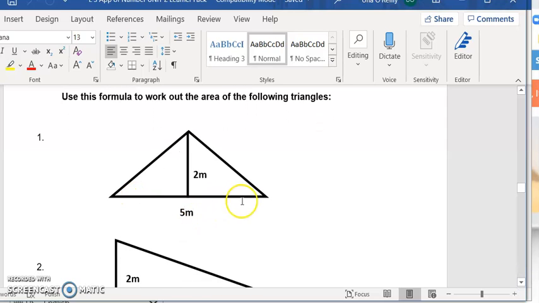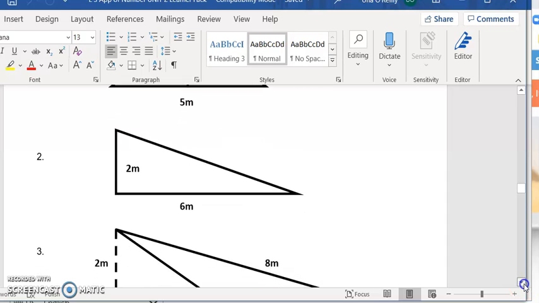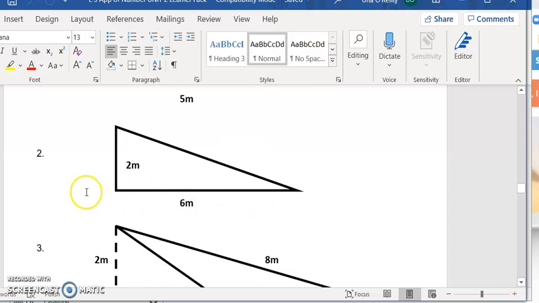Okay, so this one is easy. The base, 5 meters. We need half of that multiplied by the perpendicular height. Okay, you can work that out. Use a calculator. Again, here's our perpendicular line, our T-junction if you like. Here's our base, and here's our perpendicular height. So half the base by the perpendicular height.